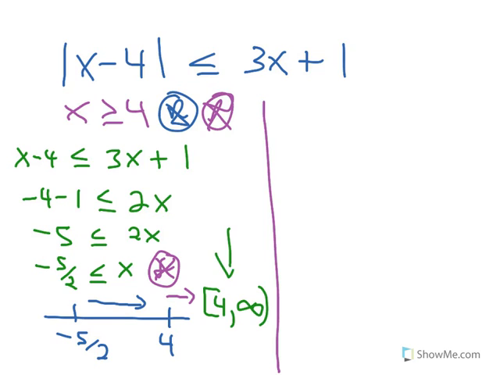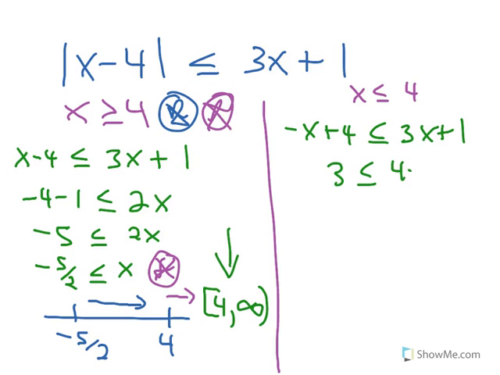Now we look at the other side to get even more of it. This is definitely part of our solution. Now we see if we can add to that solution. So we said if x is less than or equal to 4, we're going to run a negative sign through. So that will produce negative x plus 4 is less than or equal to 3x plus 1. Again, combine, we get 3 is less than or equal to 4x. So 3 over 4 is less than or equal to x, or x is greater than or equal to 3 over 4.